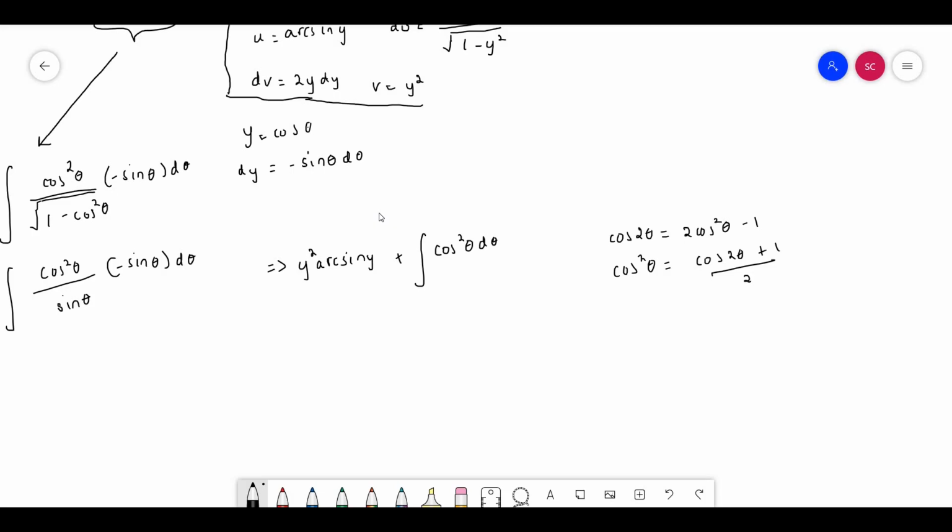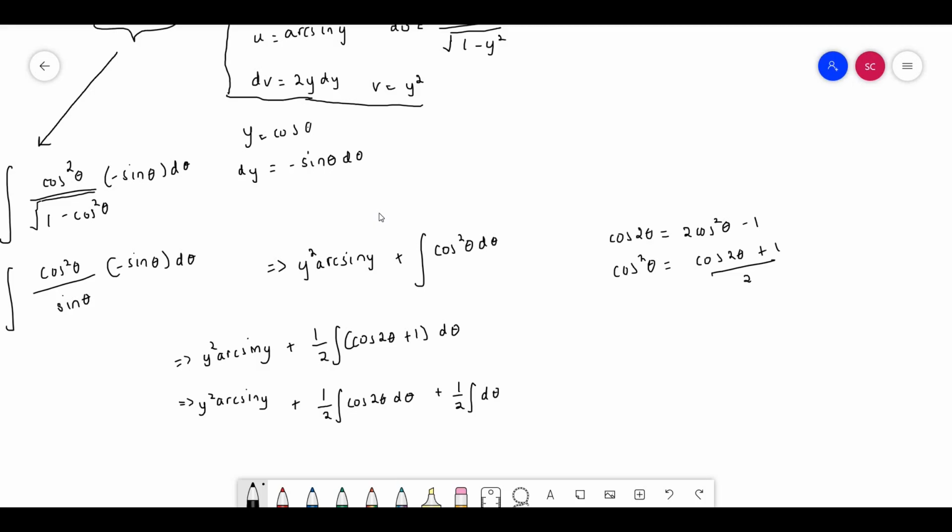So let's just rewrite this again. This becomes y squared arcsine y, and then this just becomes half of the integral of cos 2 theta plus 1, right? So we can just split this into two integrals. So what we end up with is basically y squared arcsine y. I'm just going to keep rewriting this first part. And then plus.